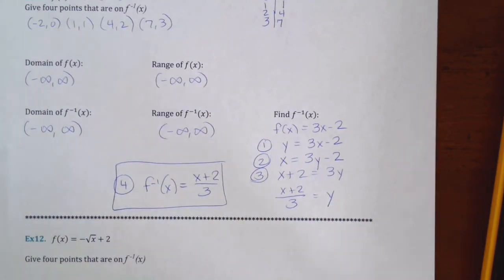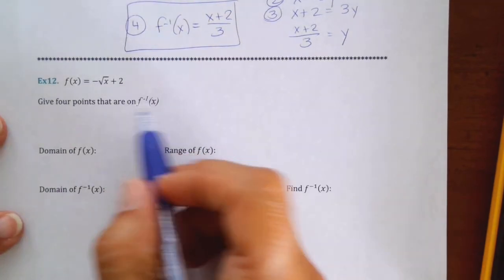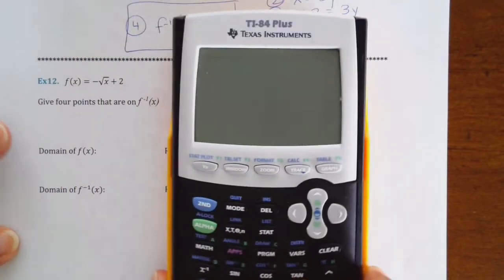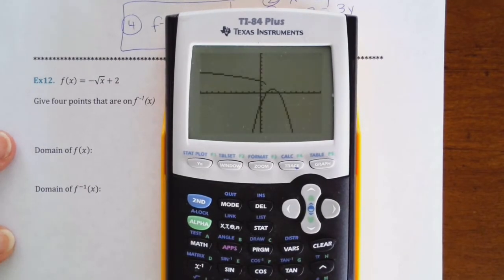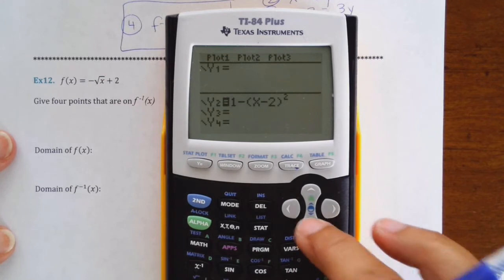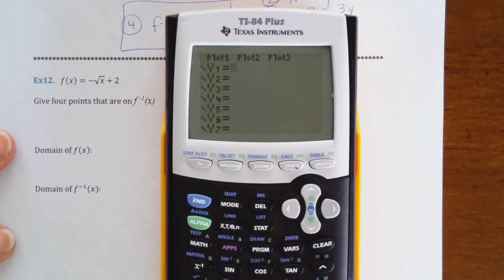All right, example 12 is one more radical. So 4 points on here. Let's go back and use the table just to make sure you remember where that is. I can't remember if I showed you that or not. So let's get rid of some of these. All right, so let's put in negative square root of x plus 2. Make sure you arrow outside of the radical.